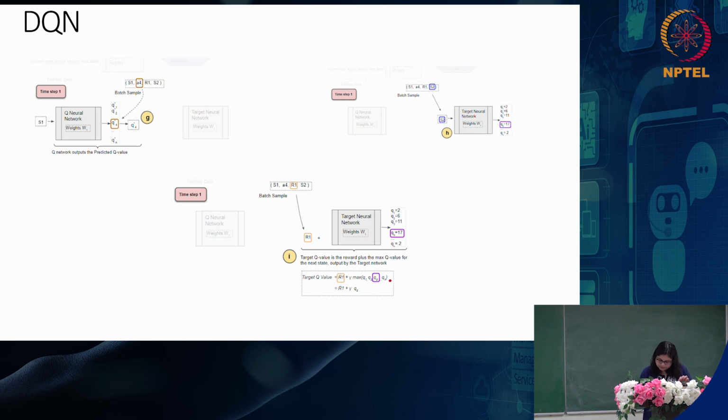Now you calculate the temporal difference formula. What is the target Q value? R1 is the immediate reward plus gamma times the max Q value of S2. S2 is the next state, and this target neural network is giving us the Q value of the next state. So we are getting the Q9, and gamma is the discount factor. R1 we can get from the training data. So this is our target Q value.